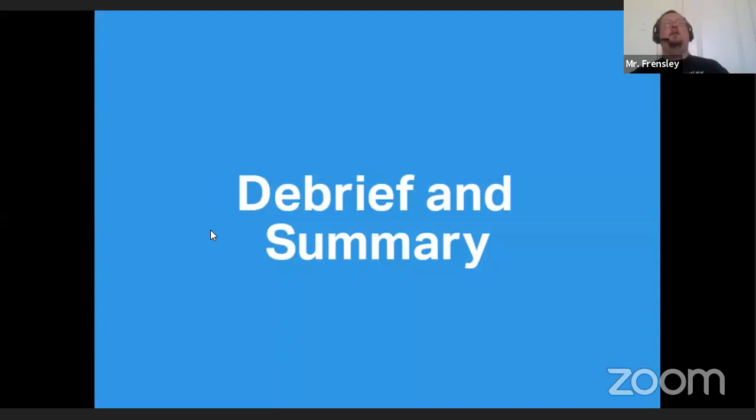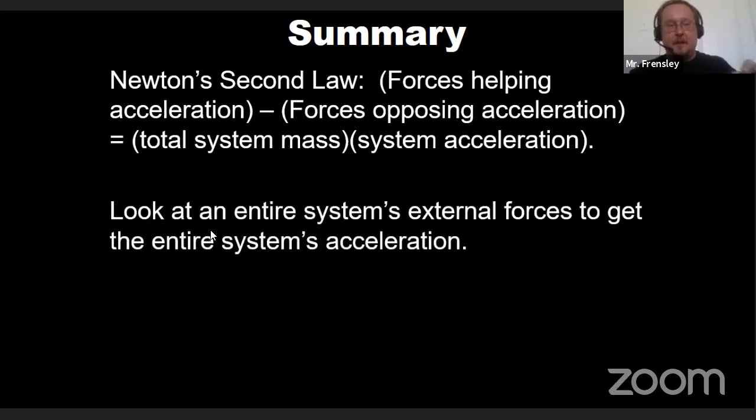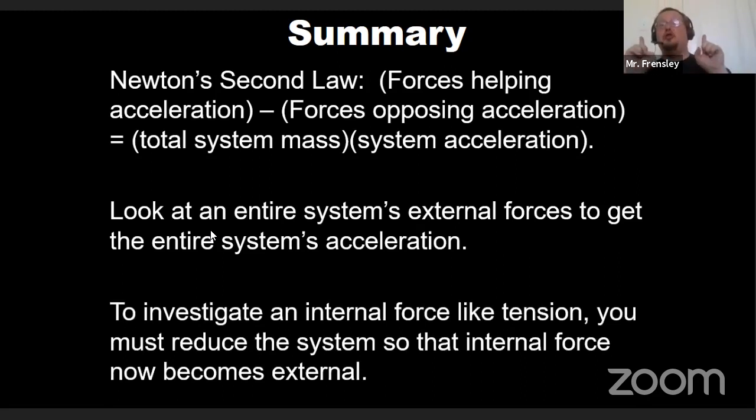Okay, all good. So what did we learn today? Newton's second law, and I'm sorry for the word wrap on this, but I didn't want to shrink it down really small. Forces that help acceleration minus the forces opposing acceleration equals ma, but the m needs to be the total mass of your system. Look at the entire system and all of its external forces to get the acceleration. Only look at a single object or some inside part of the system in order to get the tension.